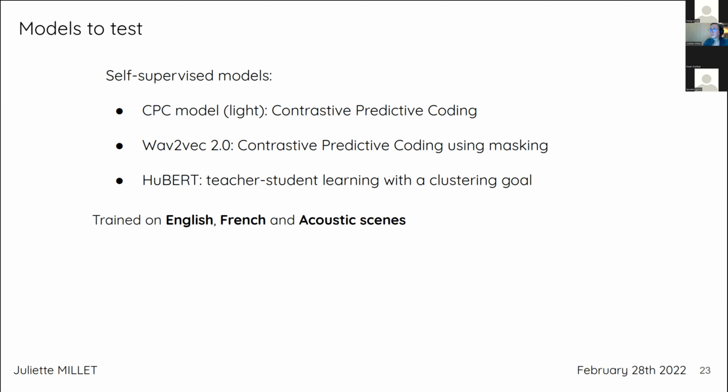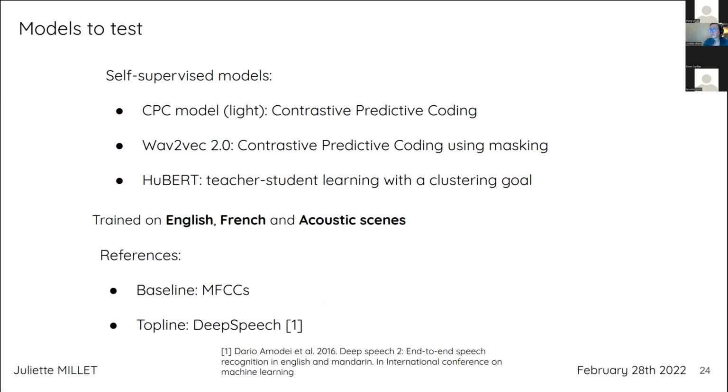We're also going to train them on acoustic scenes, so sounds in everyday life, but not produced by humans, in order to see what is the impact of training them on speech compared to non-speech. We're also going to have two references: a baseline, simple acoustic features, MFCCs, and a top line, DeepSpeech, trained to perform phone recognition on English and French once again. So French models are going to predict the results of the French participants, and English models are going to predict the results of the English-speaking participants.